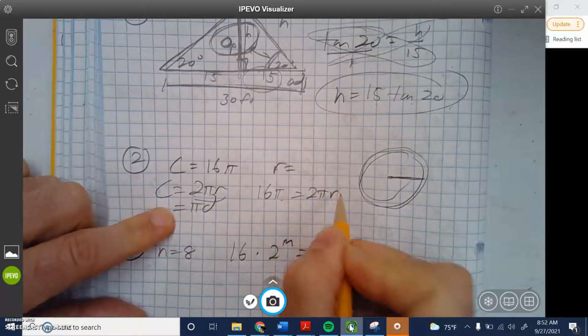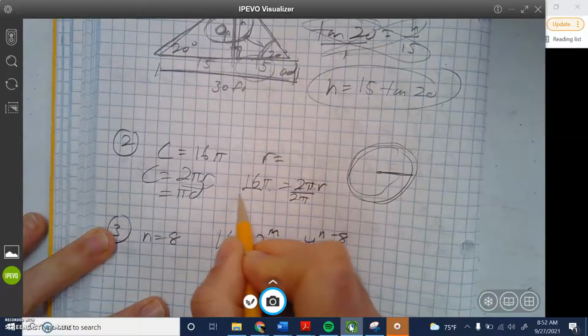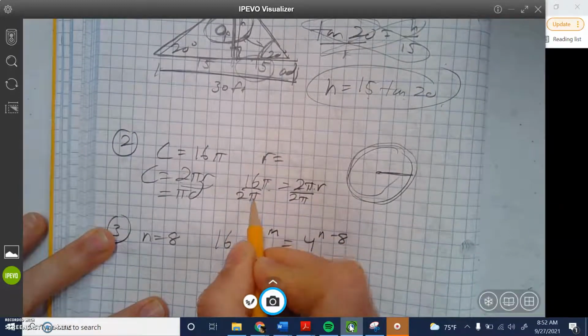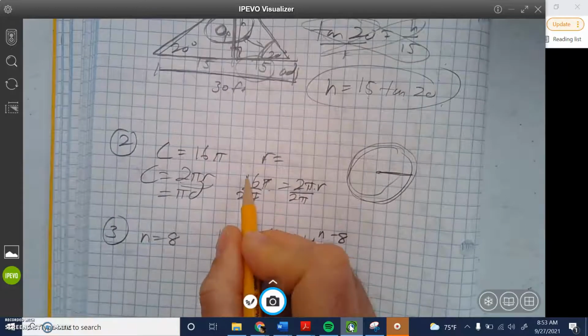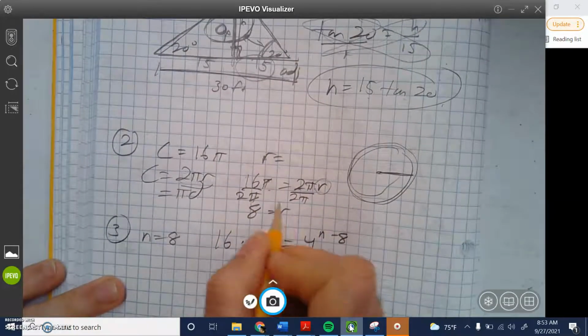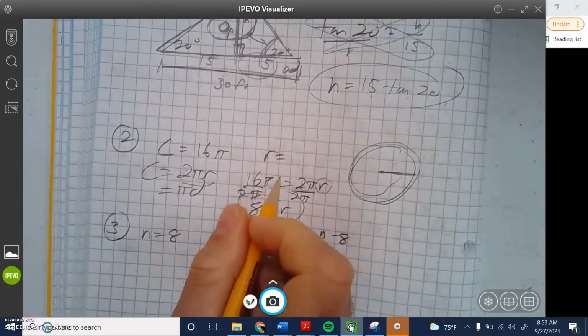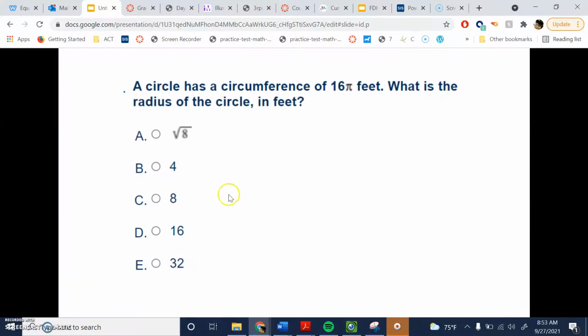So 2 pi r. So these are two numbers, so I'm going to divide by 2 pi. Pi divided by pi is 1. Just like anything when you have a numerator and denominator the same, it's 1. And then 16 divided by 2 is 8. And I just have r left here. So 8 equals r. That would be C. If you got C, good work.